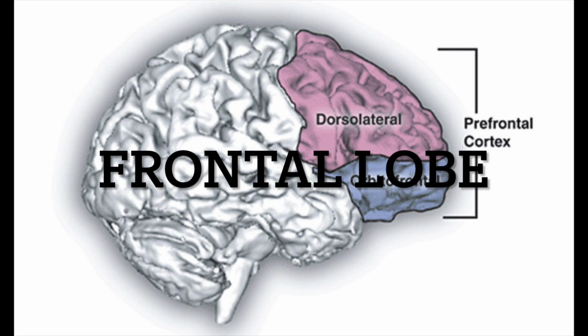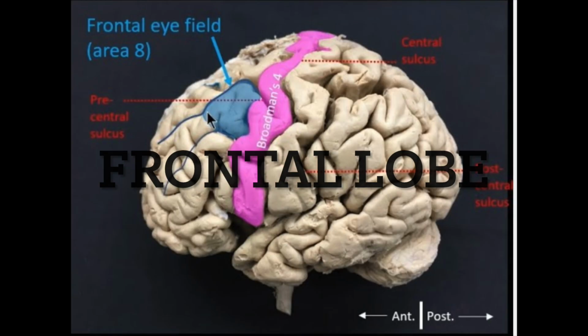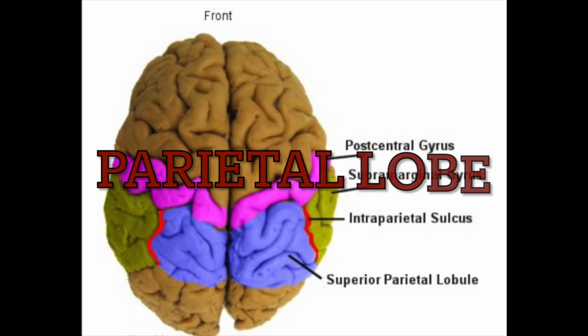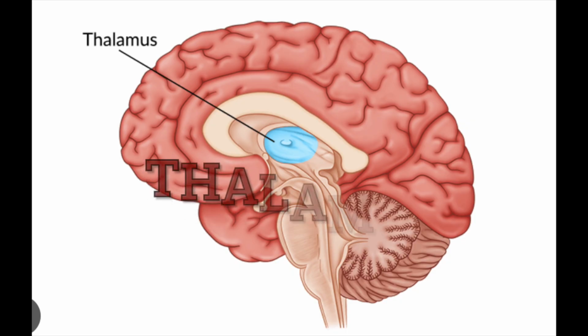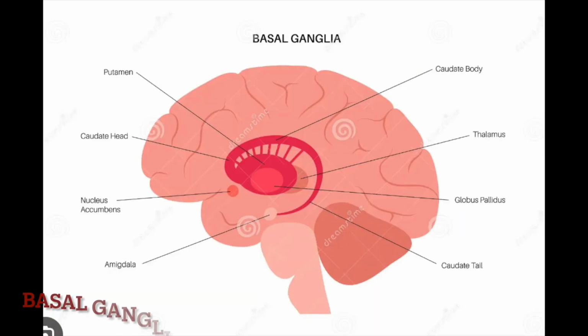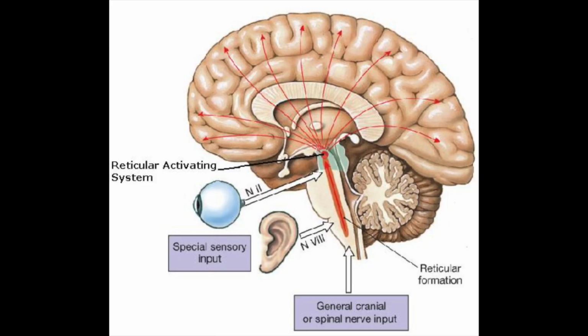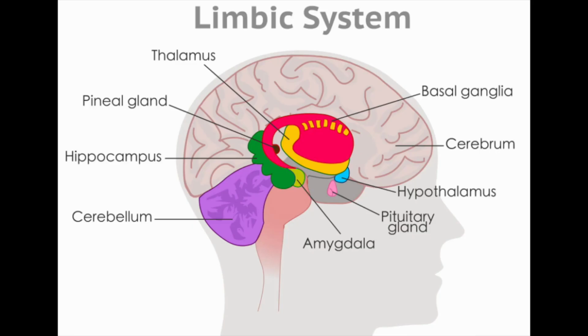To recap, attention involves the frontal lobe, particularly the dorsolateral prefrontal cortex, the anterior cingulate cortex, or ACC, and the frontal eye fields, the parietal lobe, particularly regions like the intraparietal sulcus, or IPS, and the superior parietal lobule, the thalamus, including specific nuclei within the thalamus like the pulvinar nucleus, the basal ganglia, including the striatum and the substantia nigra, also the reticular activating system of the brainstem, and the limbic system, including the amygdala and the hippocampus.